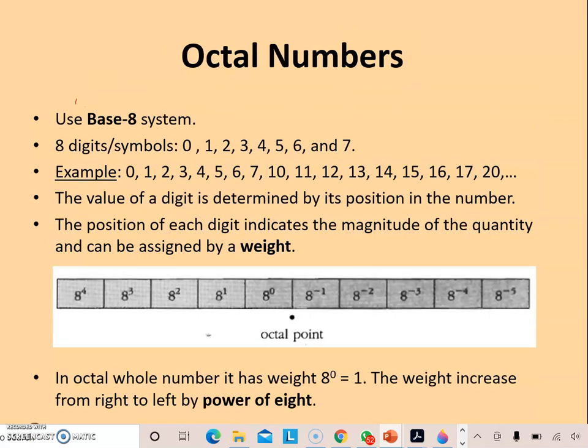Now the next one is the octal numbers. Octal number uses the base 8 system. For example, base 8 has 8 digit symbols, that is from 0, 1 until 7. So for example 0, 1, 2, 3, 4, 5, 6, 7, 10, 11, 12, 13, 14, 15, 16, 17, 20. But a digit will never be greater than 7, because 7 is the highest digit, the highest symbol that we use.